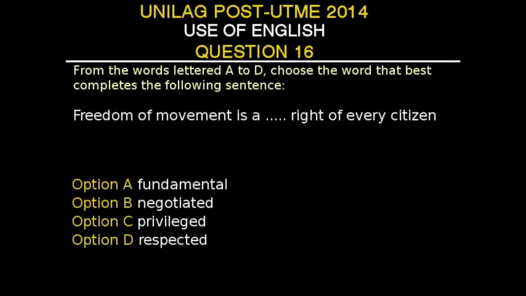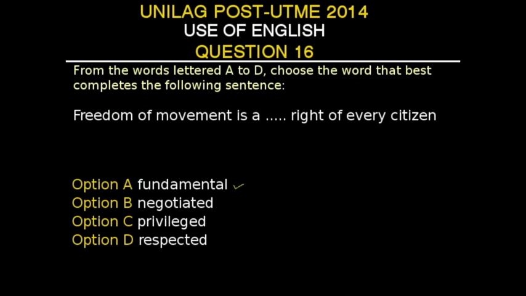UNILAG post UTME 2014, use of English, question 16. The instruction is, from the words lettered A to D, choose the word that best completes the following sentence. And the sentence is, freedom of movement is a dash right of every citizen. Option A, fundamental. Option B, negotiated. Option C, privileged. Option D, respected. The correct answer to this question is option A, fundamental.